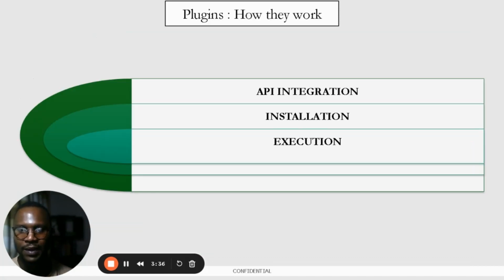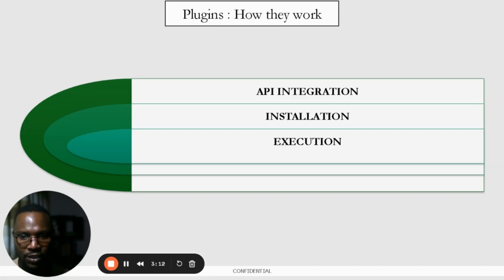How do web browser plugins work? So, API integration. Plugins interact with the web browser via application programming interfaces provided by the browser. These APIs allow the plugins to manipulate web page content, modify user interface elements, and handle HTTP requests.